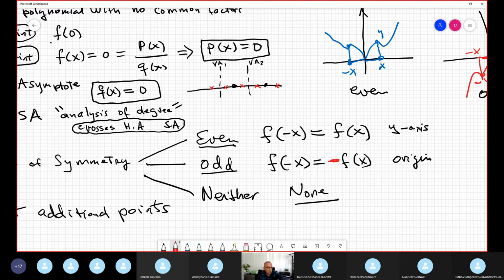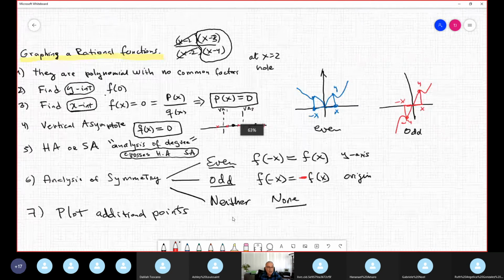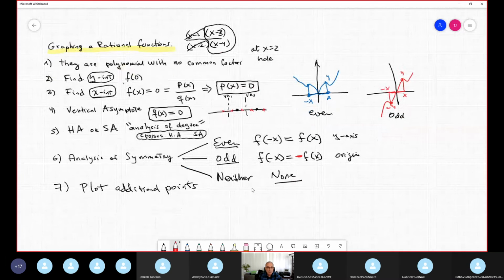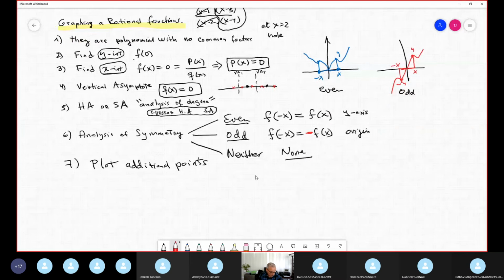Too much, too long. Sorry. This is the guideline that we are using in any problem to do that. Let me spend the rest of the time doing at least one problem.